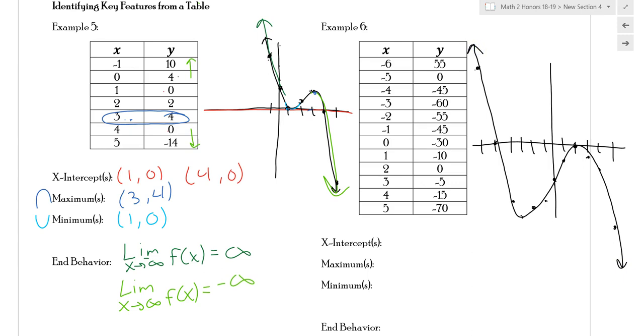At this point, it's just kind of a general form of what that graph looks like. X-intercepts, again, are I think the easier ones to see. We have negative 5, 0, and 2, 0.